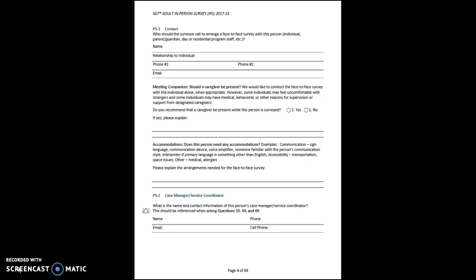Question PS2 is the name of the case manager. Now again, this is not information that is collected or analyzed. This is information that's really used by the surveyor when they're asking questions about case management. Just to use the name of the case manager or service coordinator, again, helps ground the individual being surveyed in understanding who the question is referring to or the types of services that are being talked about.